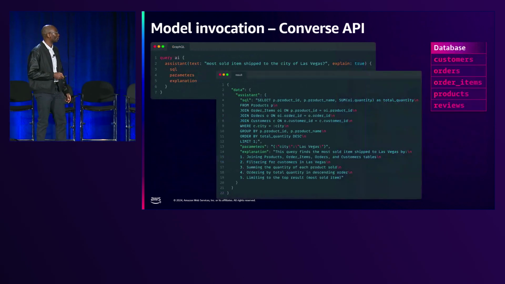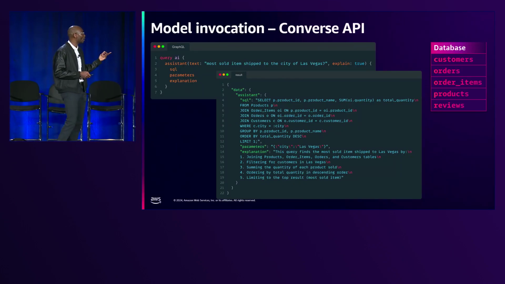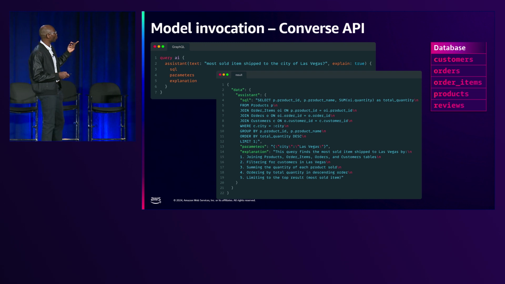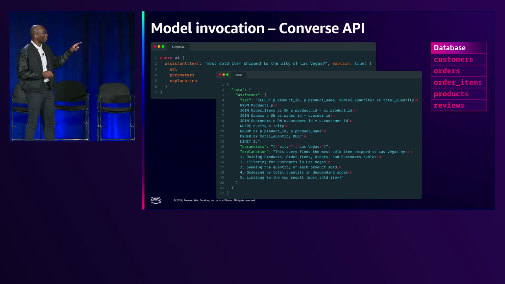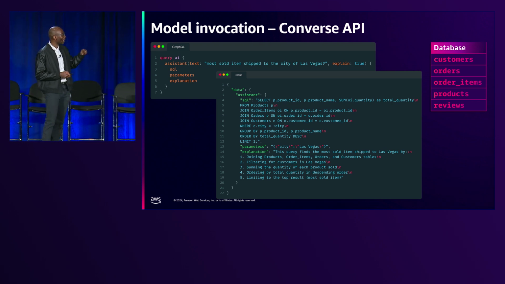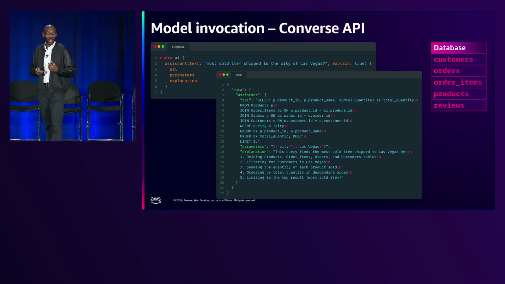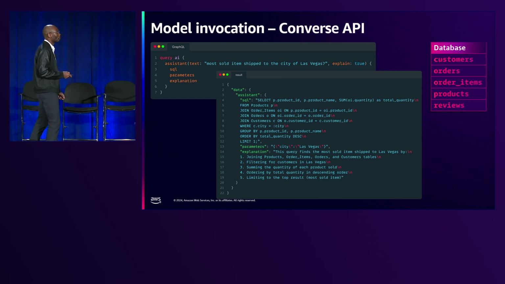So what's the result? If I send this request, this is what I get. Here's an example. I want to know, what are the most sold items shipped to the city of Las Vegas? Please explain your answer. Because of the way that I was able to interact with the Converse API and specify the shape, I get a result in the exact same shape that I requested it in. I think this is pretty cool, right? Structured output makes my life easier when I'm building a backend API.